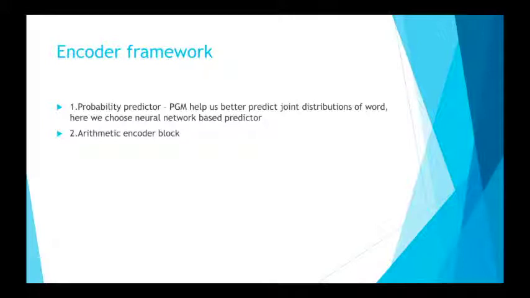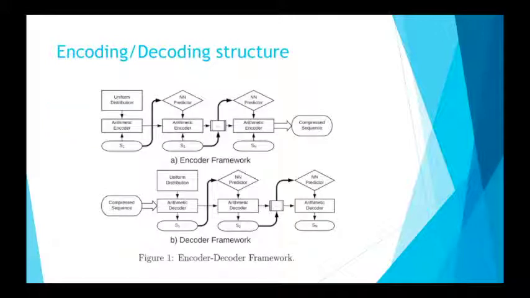To overcome this problem, we use PGM as a probability predictor, which learns the distribution of words in the whole text. Next, we introduce the arithmetic encoder block, which we learned in class, and which is helpful in lossless compression. So PGM helps us learn the probability distribution, and the arithmetic encoder encodes the text. This is the whole architecture.